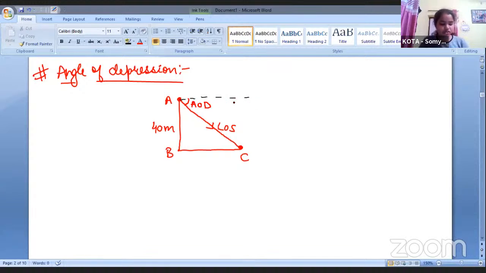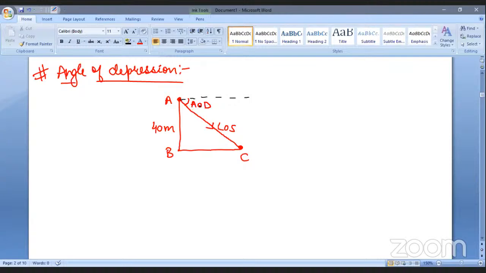The angle which the line of sight makes with the horizontal line, it will be the angle of depression. Is this thing clear to you all? Yes, ma'am. Okay.